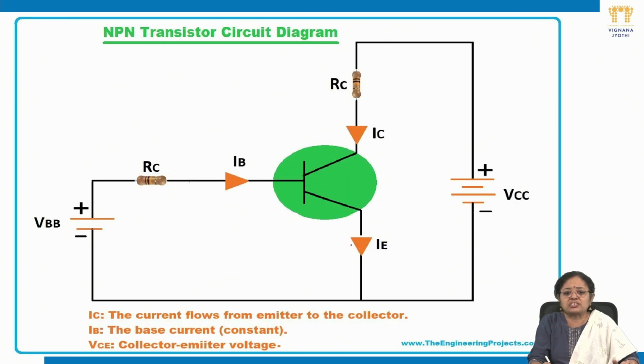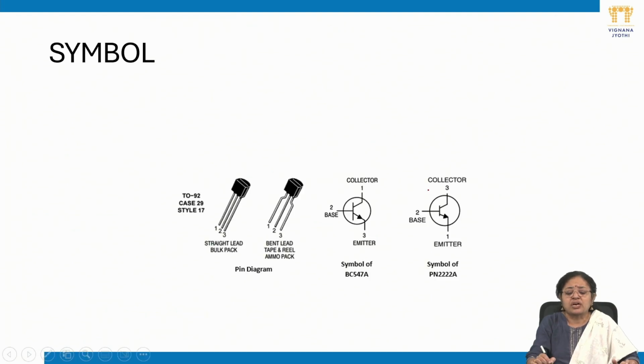The NPN transistor is biased as per this circuit diagram, which is the common emitter configuration. It shows that the base emitter junction is forward biased and the collector emitter junction is reverse biased. We are in the active region. Coming to the symbol of the BJT, in all circuit diagrams when we draw, we will use the electronic symbol. So this is the electronic symbol of the BJT.